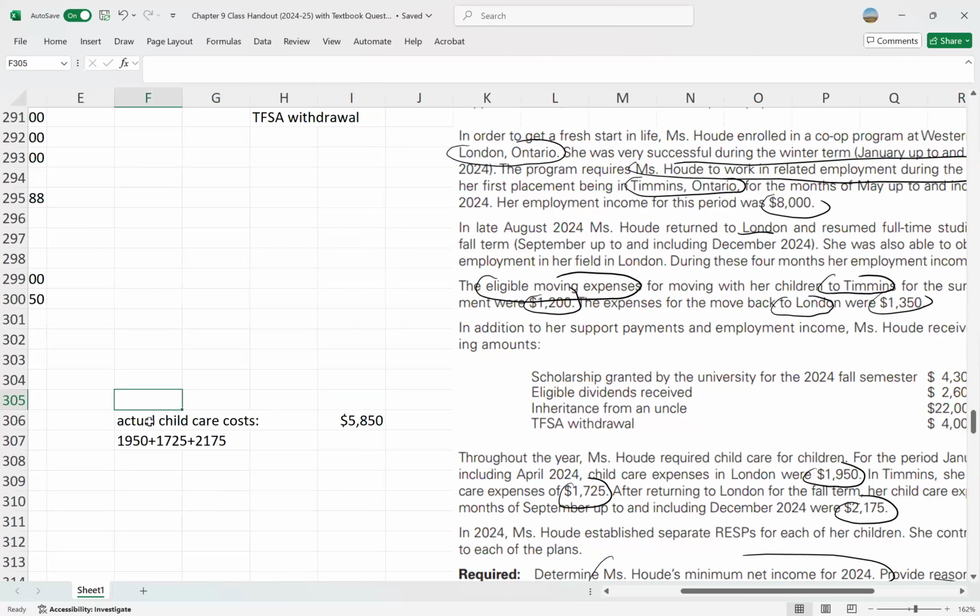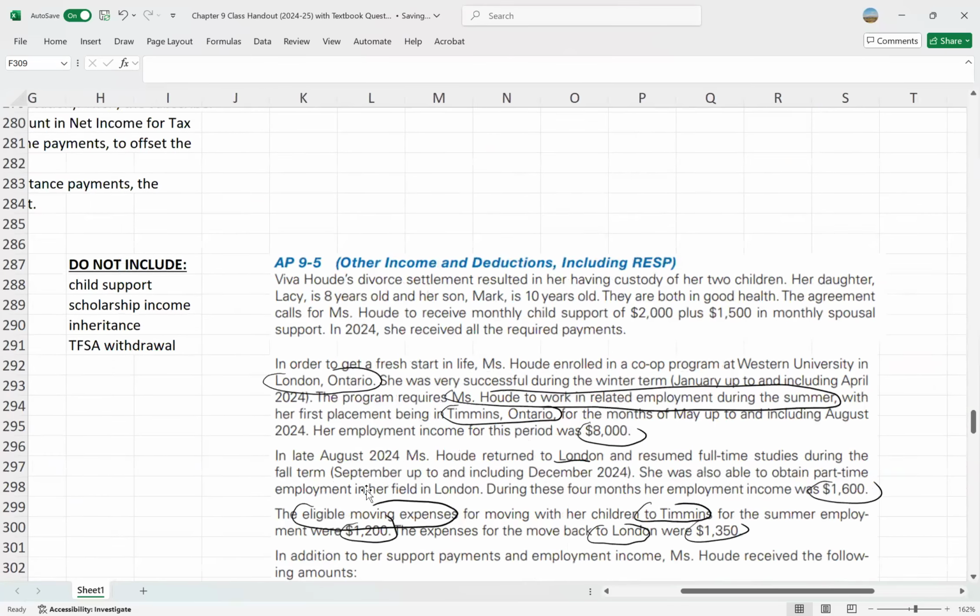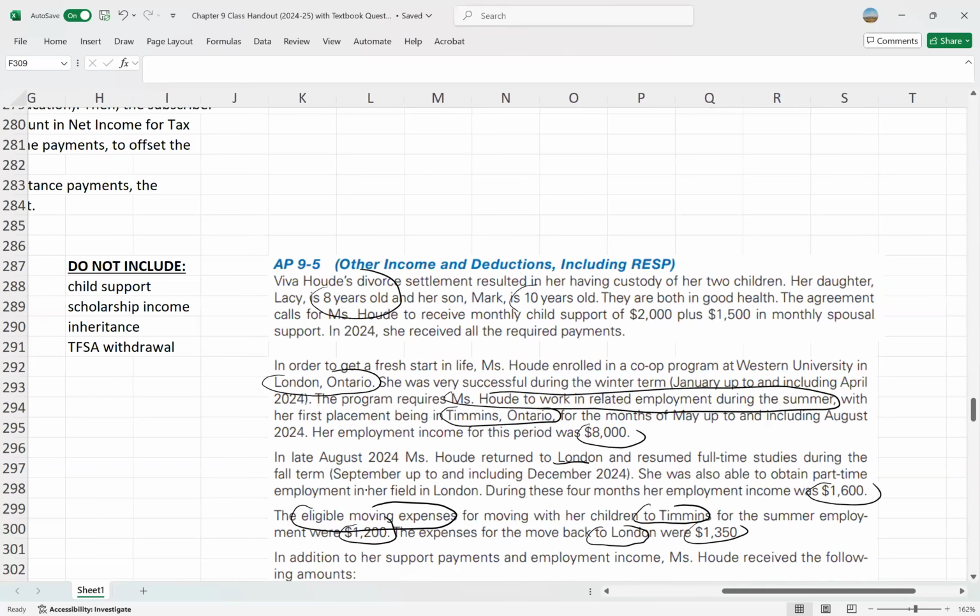And remember, we said that she has custody of the kids, so the childcare expenses or cost deductible is going to be the least of three amounts. Remember, we just sort of did that. So that's the actual amount. And remember, there was the annual amount. The annual amount is based on those amounts that CRA sets. So how old are the kids? The kids are 8 and 10.